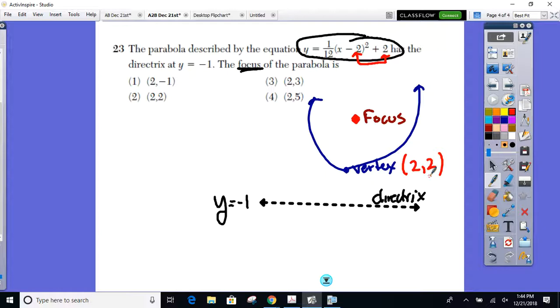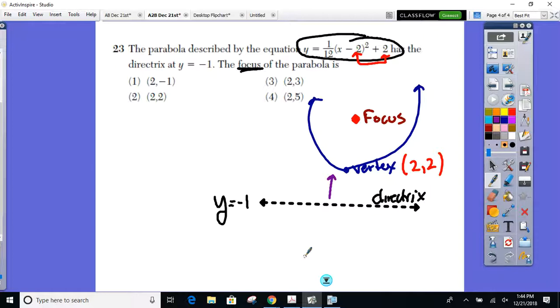Can you guys finish this? Where did I tell you this vertex was? Well, 2, 2, but where as far as the focus and directrix go? Right in the middle, halfway. So how many units did I go from the directrix to 2, 2? It was at -1, and I just went to 2. How many units did I go?